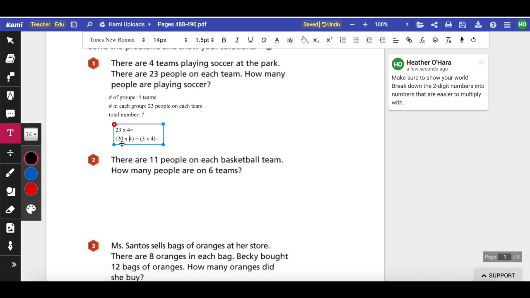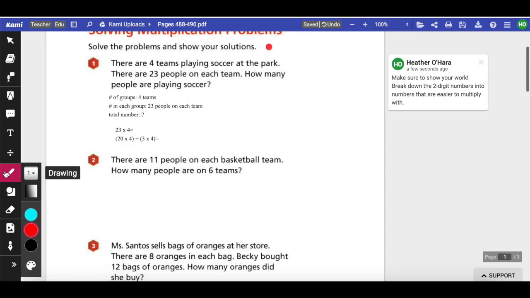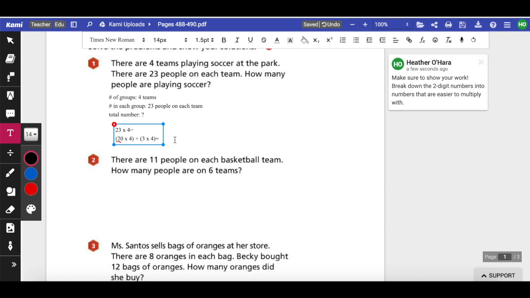And I'm breaking it up into 20 because I know multiples of 10 are easy for me to multiply with, because all I need to do is pay attention to my first number that's in my tens place if it's a multiple of 10. So all I can do right now is I could do 20 times 4, or 2 times 4, which is 8, plus a 0 at the end.